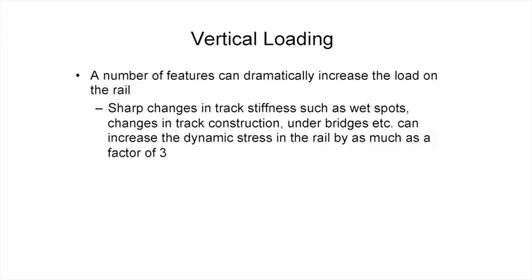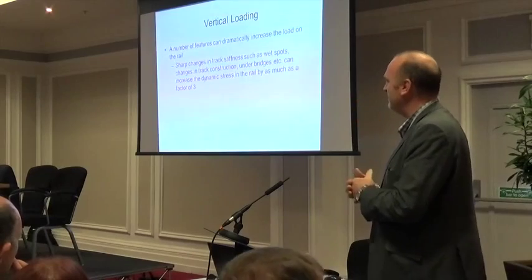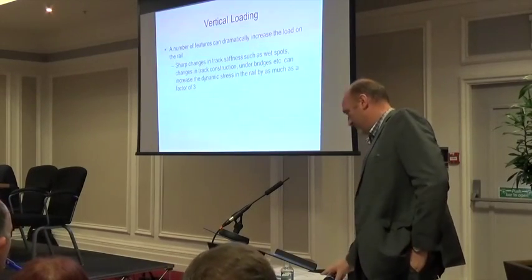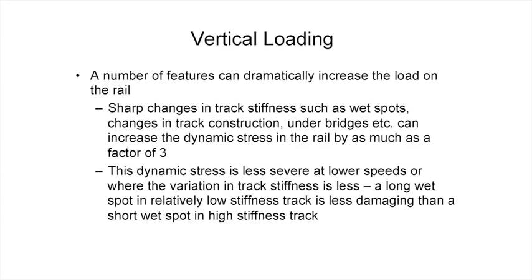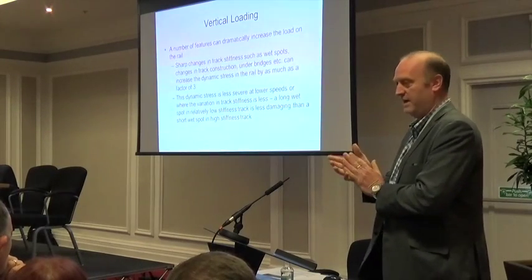If you look at some of the things we get, sharp changes in stiffness, wet beds, perhaps transitions to structures, measured quite a bit with factors there, dynamic factors up to 3 times more than you get on normal track. In some cases it can be even more extreme than that, but what you're looking at there is a significant change in what the rail is subjected to. It's also speed dependent, stiffness variations, so something that's a very abrupt change in stiffness in high speed track is very damaging. Perhaps something that's a longer, softer or less significant change at lower speed, less of an effect.